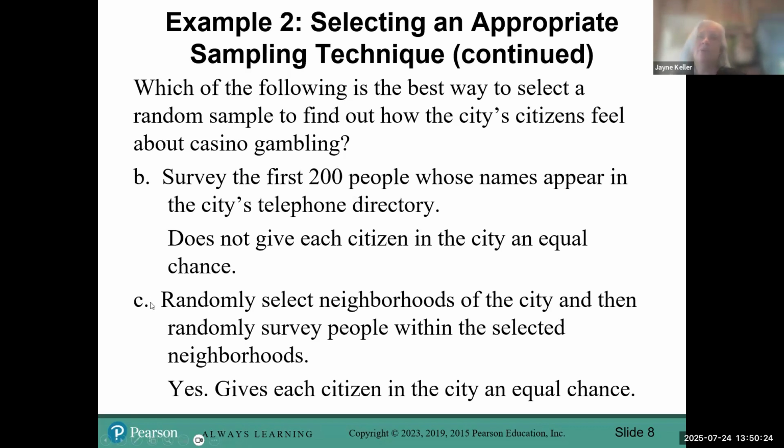Now we're getting better. Part C. We randomly select neighborhoods of the city, and then we randomly select people within each of those neighborhoods. So that's getting a little bit better. This would be a much more random way to get the information. Questions about what we mean by a sample and what makes a sample good?